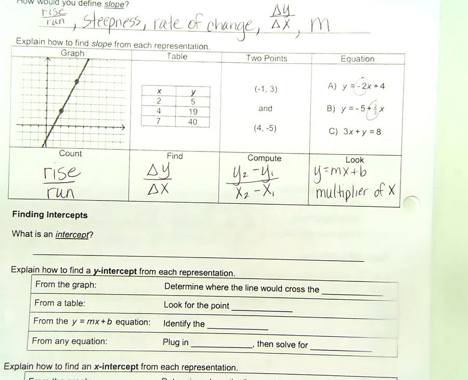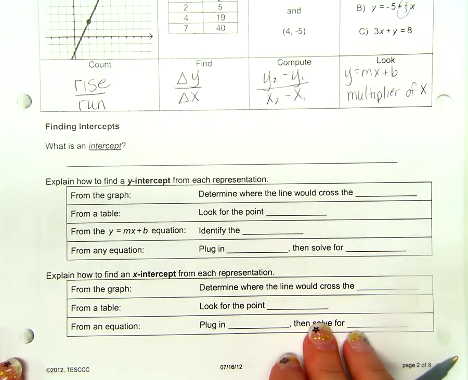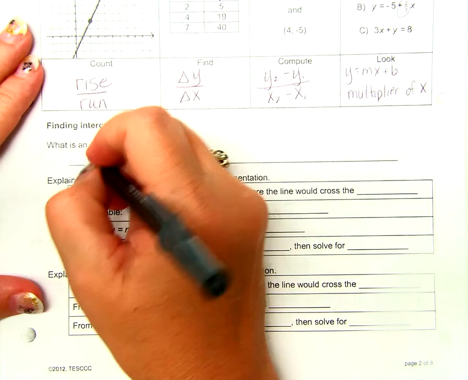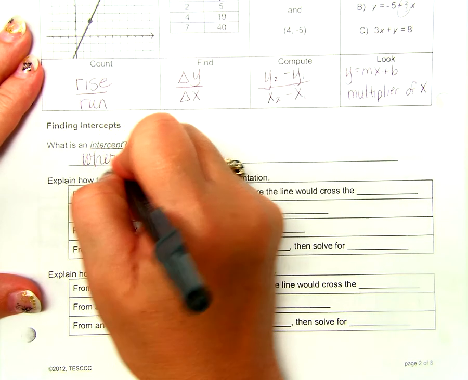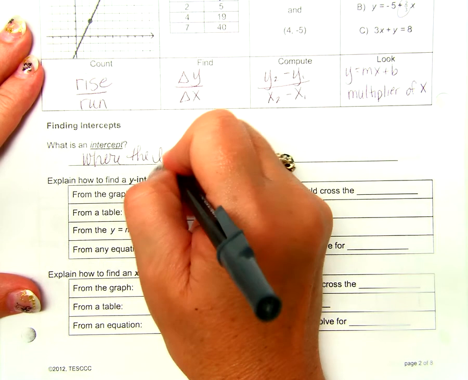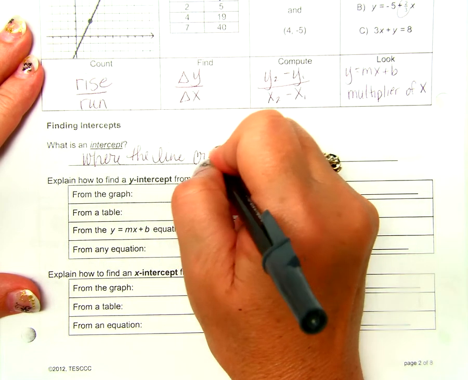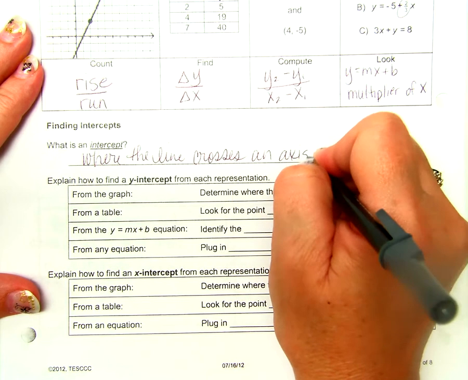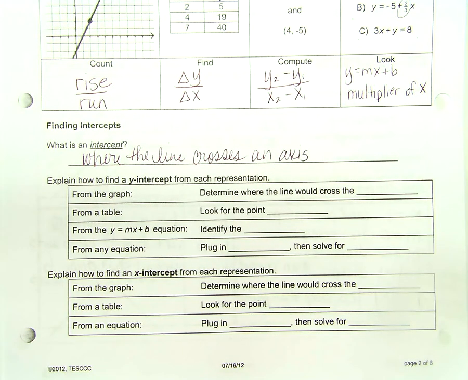All right, so let's talk specifically about intercepts. So what is an intercept? Where the line crosses an axis. I took 3 or 4 of y'all's definitions and put it into one. Is that okay? Thank you.